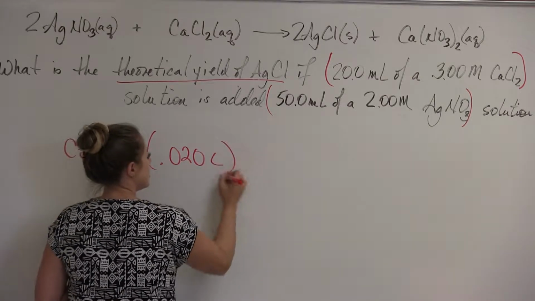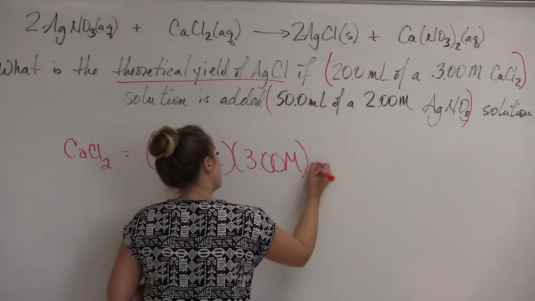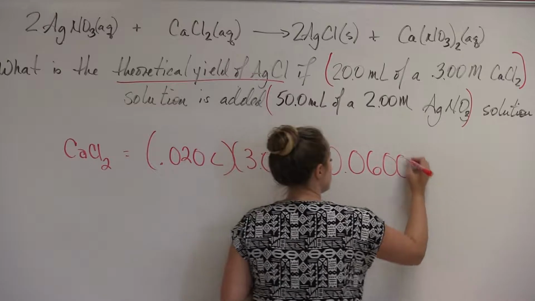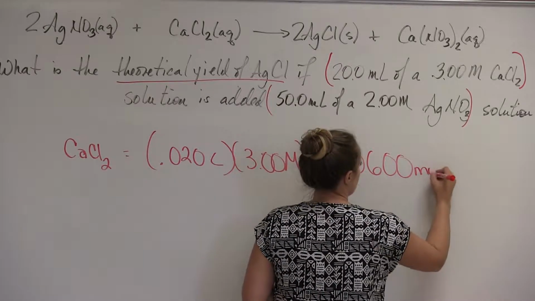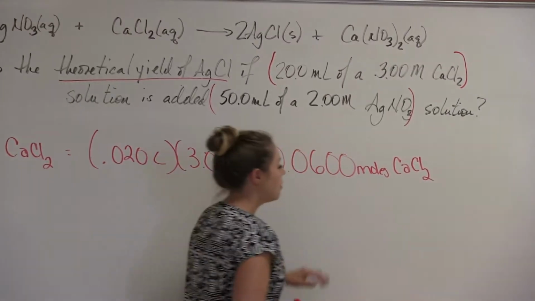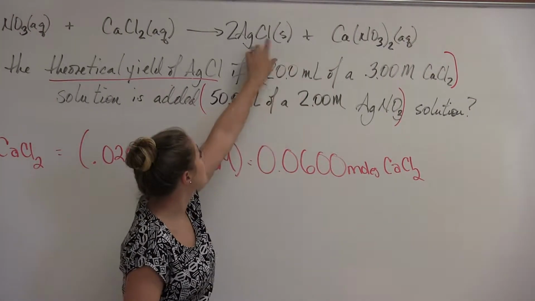For calcium chloride, the first thing we need to do is take 0.200 liters and multiply it by 3 molar. This is going to give us 0.600 moles of CaCl2.